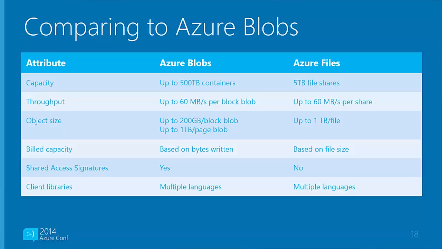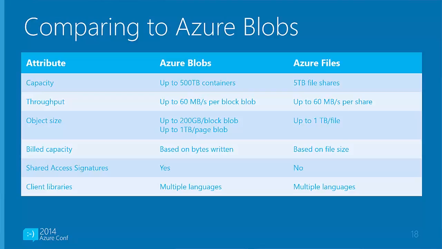And for the object size, a block blob has a 200 gigabyte limit, a page blob 1 terabyte, and in Azure Files, your files are limited to files of up to 1 terabyte. For billed capacity in Azure Blobs, you're billed for the bytes that have been written to a blob, and in Azure Files, you'll be billed for the actual file size.